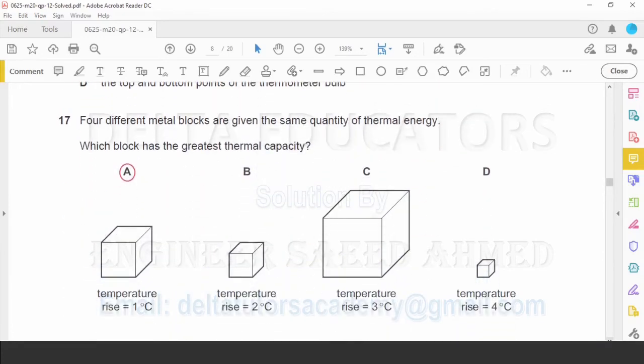Question number 17. Four different metal blocks are given the same quantity of thermal energy. Which block has the greatest thermal capacity? Okay, what is meant by thermal capacity? Thermal capacity is the amount of heat supplied to a given mass of a material to produce a unit change in its temperature. Now here it is given the same quantity of thermal energy is provided in all four cases. Let us suppose, for example, we have supplied 10 joules of energy.